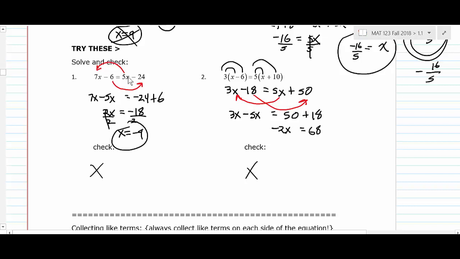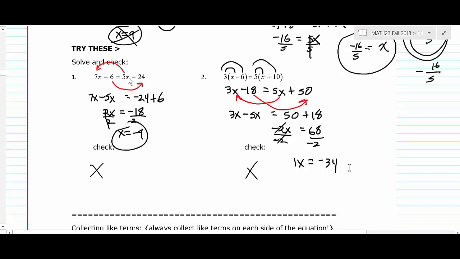And then what do you do? You divide by the same number. Okay, a lot of times I see students thinking opposite, so they want to divide by 2. You want to divide by negative 2, because you want this to become 1x. And then that was what? Negative 34. So your answer is negative 34. Looks like most of us got that, so that's pretty good. I like to see that on the first day of class.